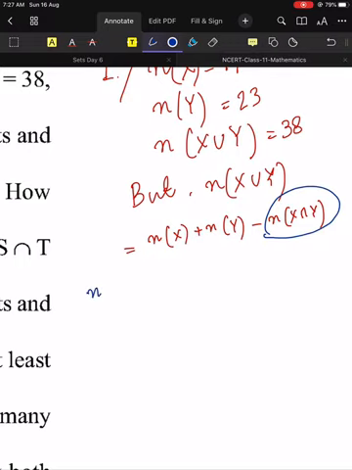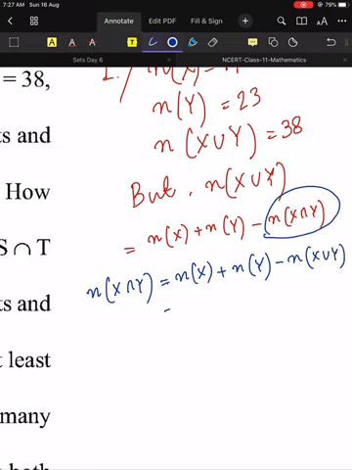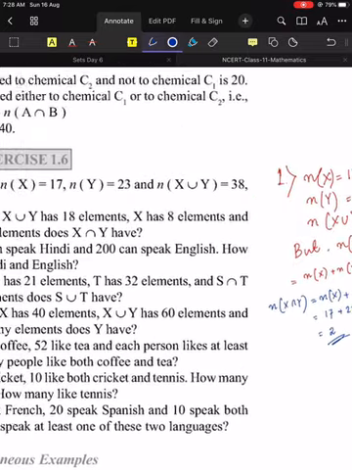So n(x intersection y) is equal to n(x) plus n(y) minus n(x union y). So it becomes 17 plus 23 minus 38, and that is equal to 2. Am I clear? So that's the answer of question number 1.